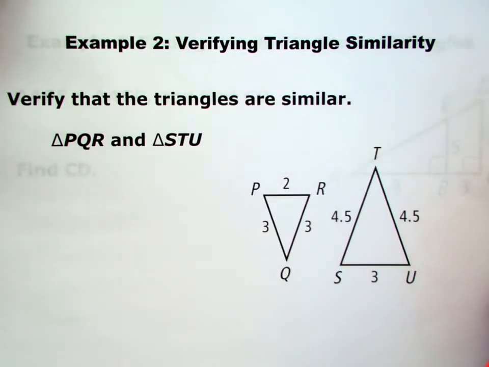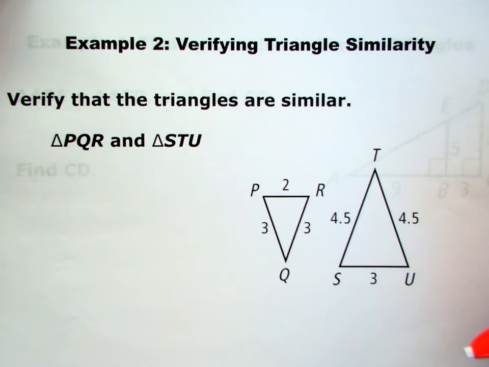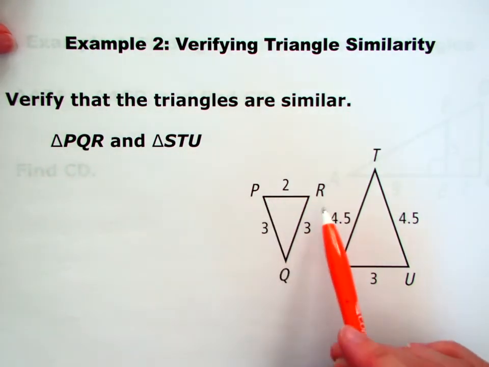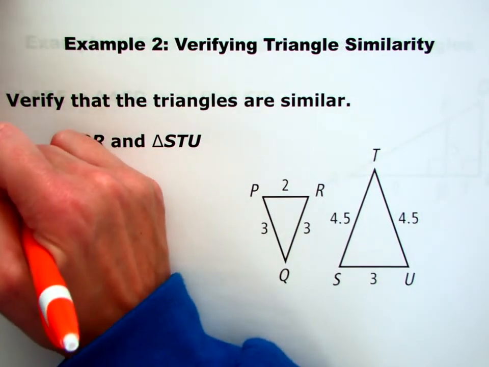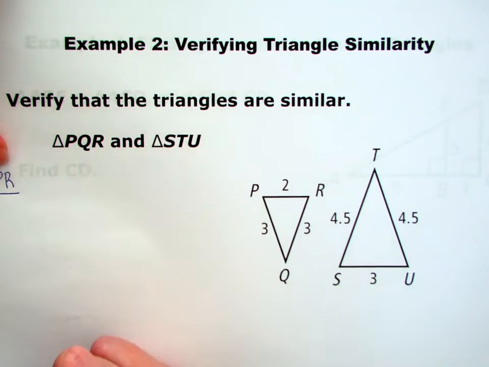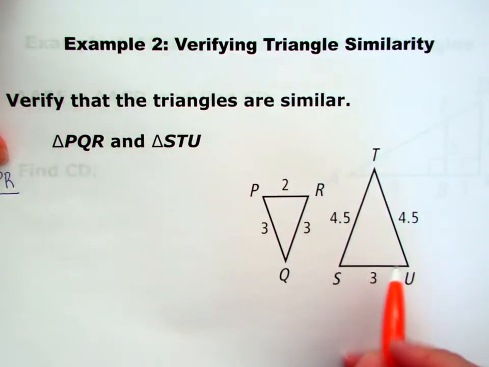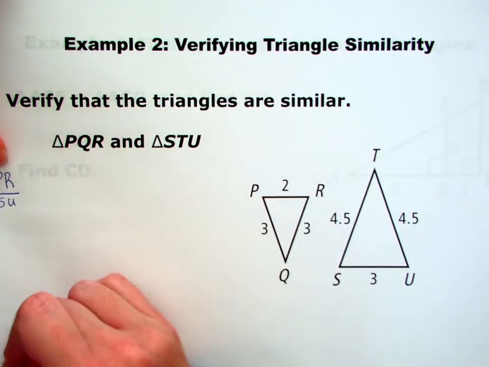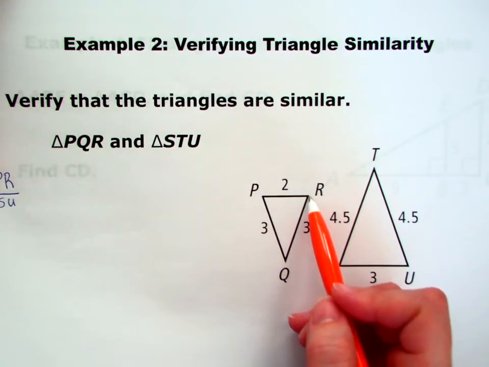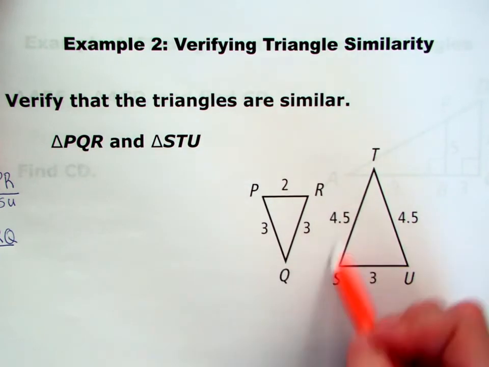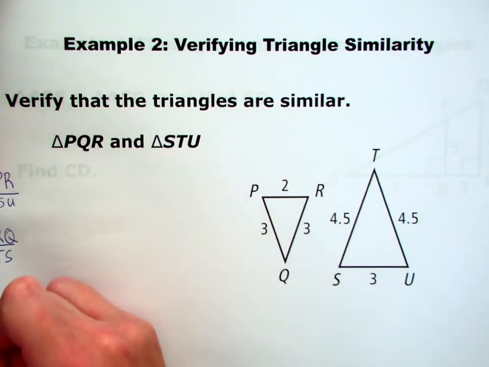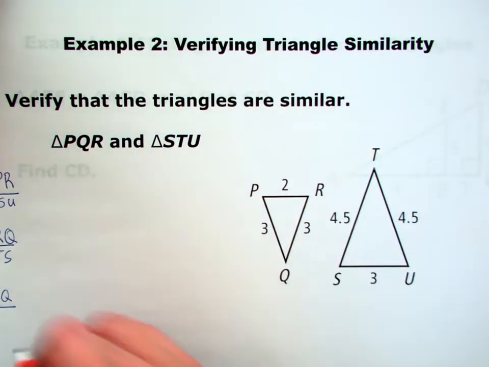In example 2, we've been asked to verify that the triangles are similar. It's slightly different, because now we see numbers telling us how long these different segments are. I'm going to start by comparing PR to the side it goes with, the SU side. I'm also going to compare the RQ side with the side it goes with, TS here. And then I'm going to compare the PQ side with the side it goes with, which would be our TU.